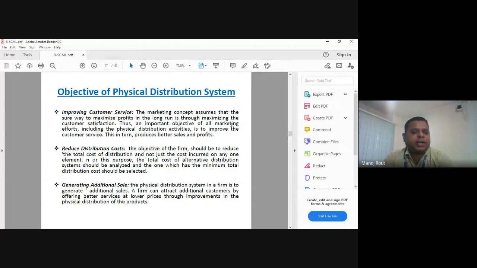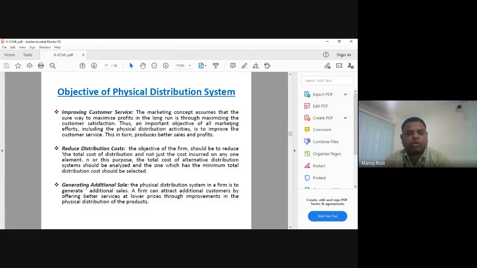The next part is generating additional sales. The physical distribution system in a firm is to generate additional sales, and the firm can attract additional customers by offering better service at a lower price through improvement in the physical distribution of the product. So in generating additional sales, it attracts additional customers by offering better service.